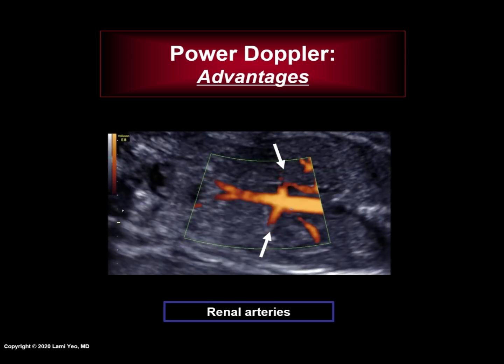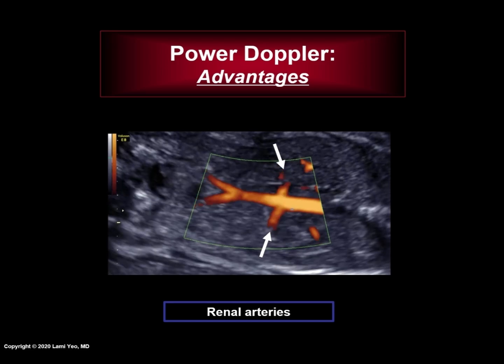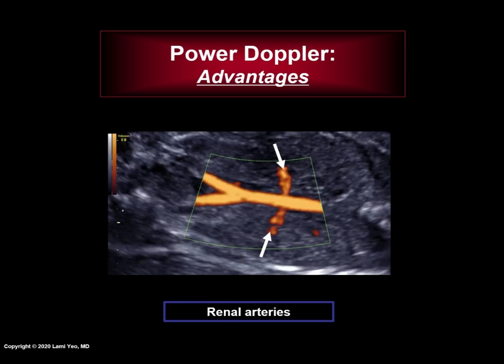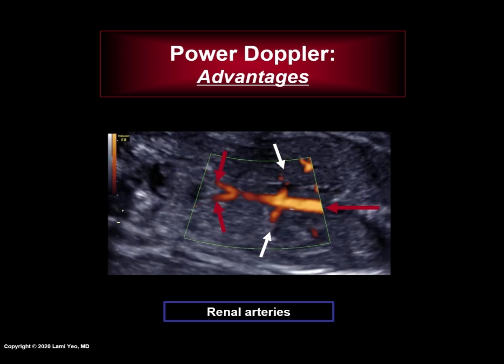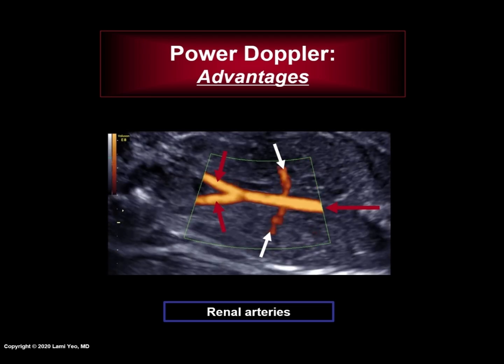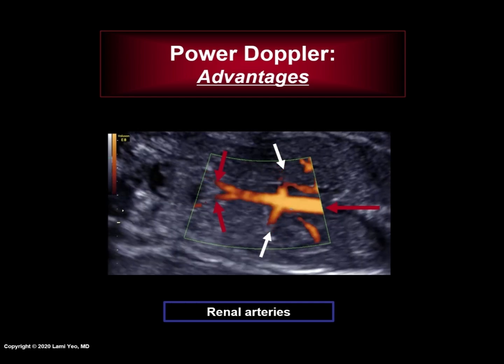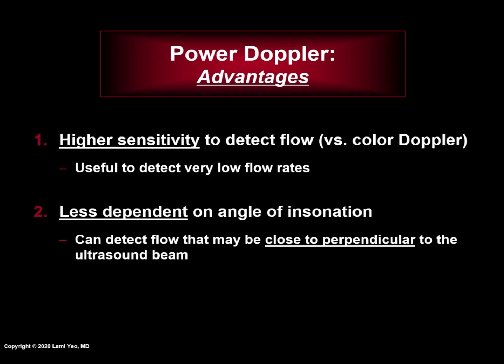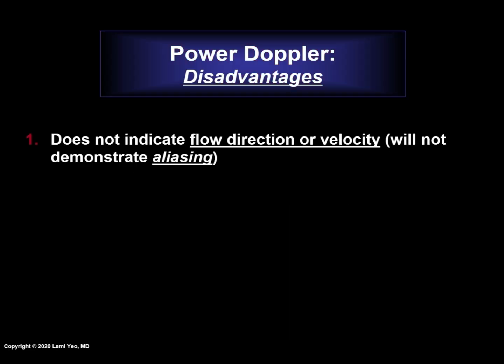For example, the renal arteries indicated by the white arrows are easily seen using power Doppler and are parallel to the ultrasound beam. However, even though the descending aorta, shown by the red arrow, and iliac arteries are almost perpendicular to the ultrasound beam, they are still easily visible on power Doppler imaging. Taken together, power Doppler has the ability to represent flow regardless of direction. While this is an advantage, it can also be a disadvantage.